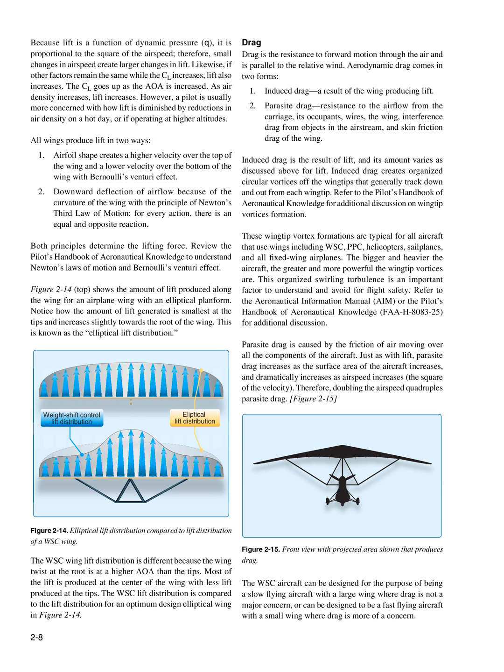Drag is the resistance to forward motion through the air and is parallel to the relative wind. Aerodynamic drag comes in 2 forms. 1. Induced drag, a result of the wing producing lift. 2. Parasite drag, resistance to the airflow from the carriage, its occupants, wires, the wing, interference drag from objects in the airstream, and skin friction drag of the wing. Induced drag is the result of lift, and its amount varies as discussed above for lift.